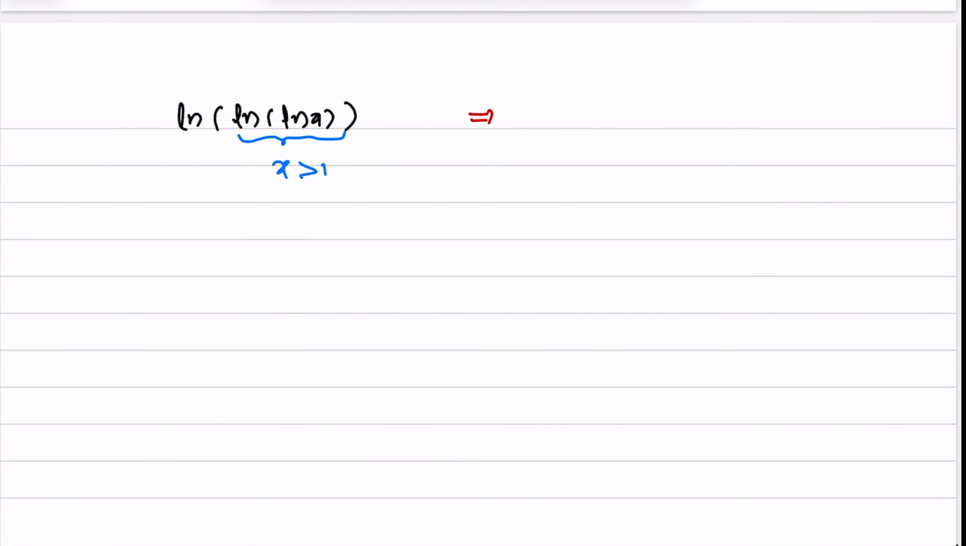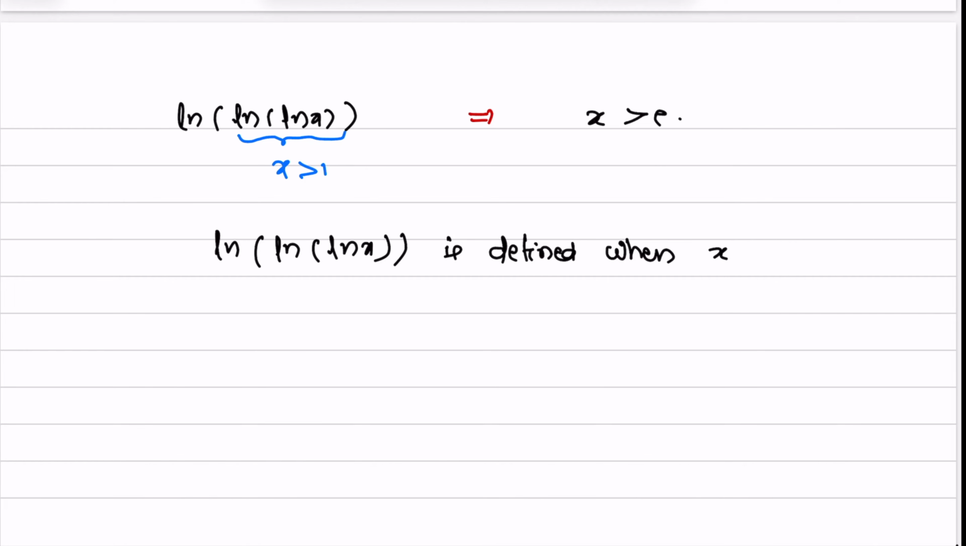ln of ln of ln x is defined when x is greater than e. ln of ln of ln x is defined when x is greater than e.